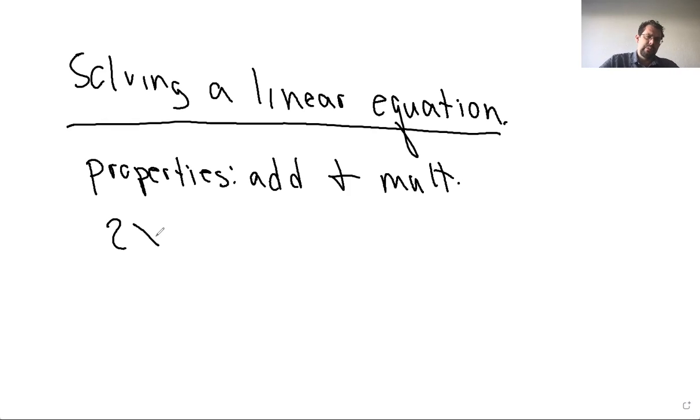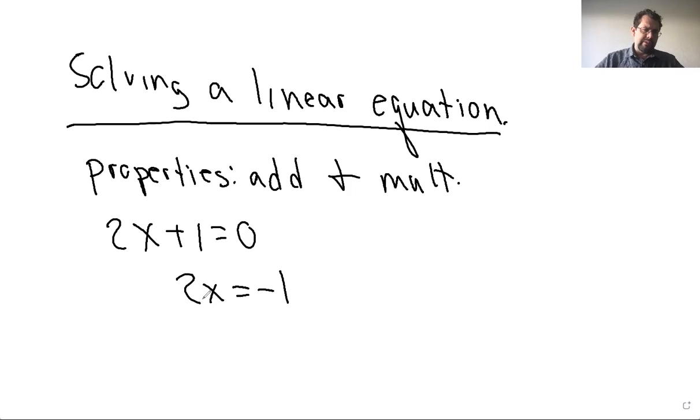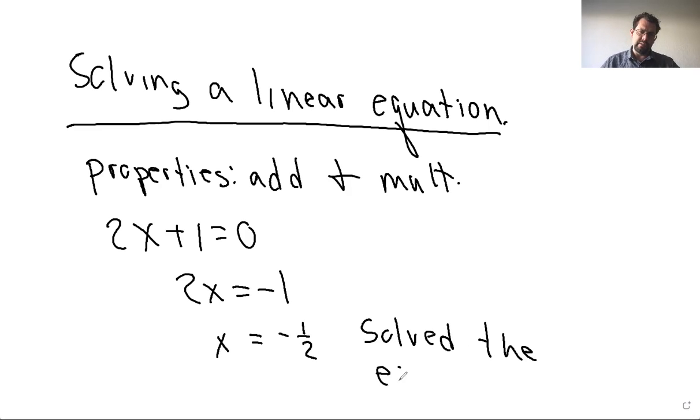So in a situation like this, we have this 1 being added in. We can subtract a 1 from both sides, and the 1 on the left side will cancel out, and a -1 will show up on the right side. We have the 2 in front of the x. We can now divide both sides by a 2, give us a -1/2. What has just happened? We solved the equation.